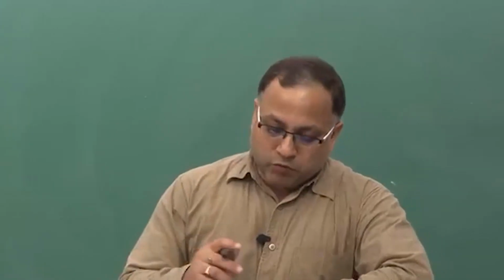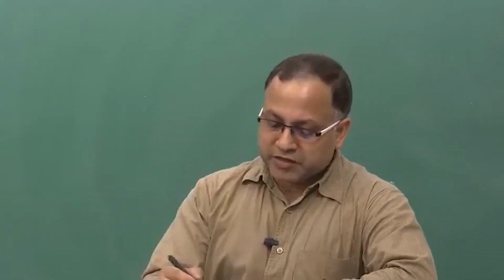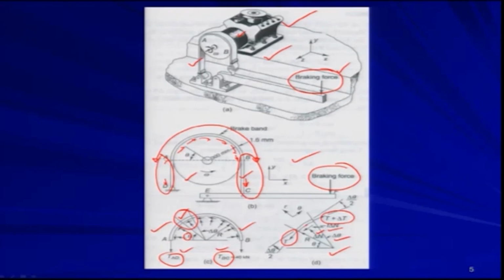So, this is the free body diagram. The wheel is moving in this direction, so the frictional force will act in this direction. This is the direction of r, that means the radial direction, and this is the direction of theta, that is the hoop direction. And this angle will be delta theta by 2, which comes from the geometry, because this full angle is delta theta.